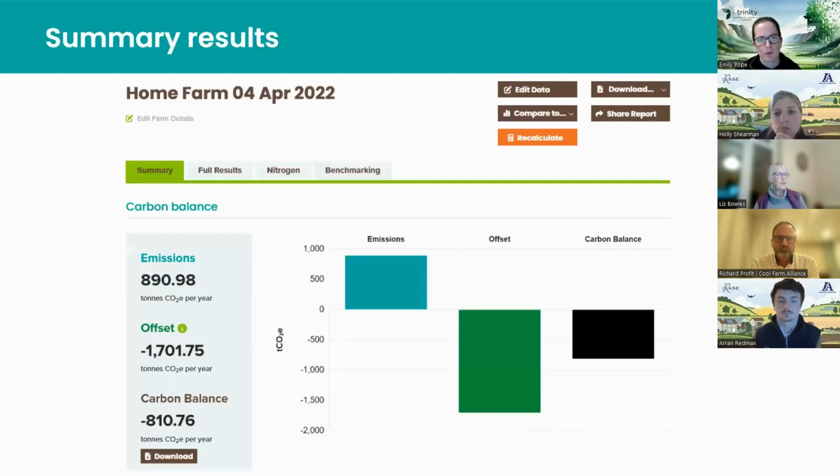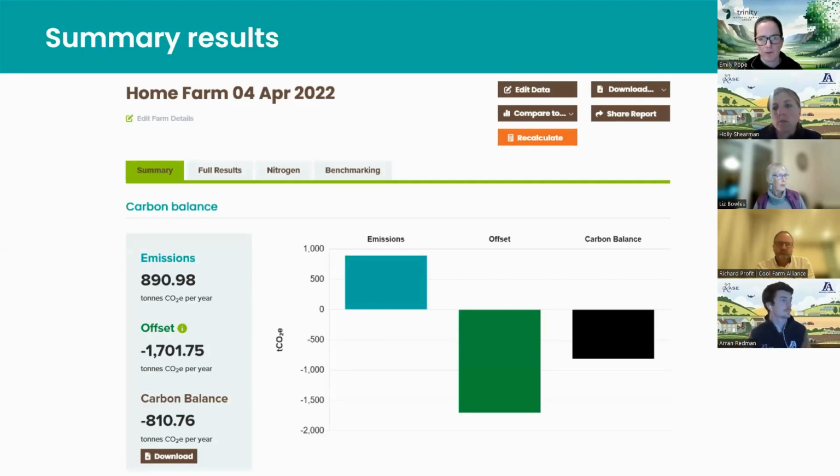And this is what your summary report looks like. So once you put in all your data, you summed it up, the column on the left is your total emissions. The column in the middle in green, in this case, is the total carbon sequestration, and the column on the right in black is the overall balance. And what it's starting to do is to help you as a farmer to understand what you can do to get towards net zero, because within our calculator there's also a scenario planning option.